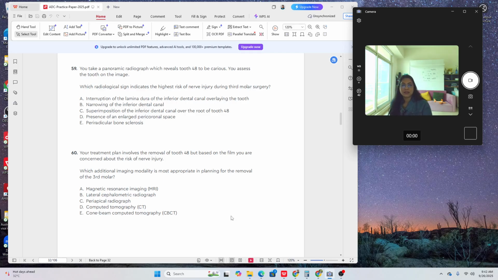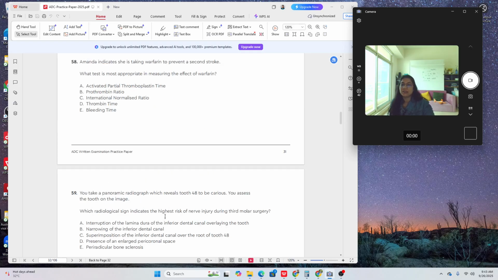With the advent of CBCT, go straight for it. Don't even look at anything else. The answer is E, cone beam computed tomography. So MRI is not for bones, it's mostly for soft tissues. The lateral cephalogram won't help you much. Periapical radiograph, no. It can be helpful, but a 3D image is always better because you have already done the OPG and you want an advanced imaging modality to know the exact status in a 3D format. So CBCT is the answer.